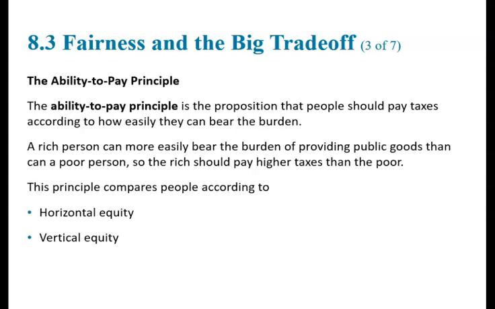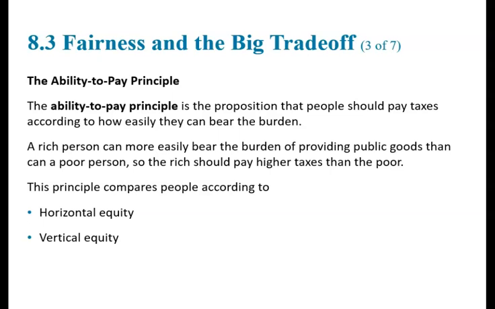The second principle is the ability to pay principle, the proposition that people should pay taxes according to how easily they can bear the burden. That comes back to the classic debates of whether rich people are paying less tax than poorer people. The ability to pay principle basically says that since the rich people can more easily bear the burden of providing public goods, they should pay more than poorer households.